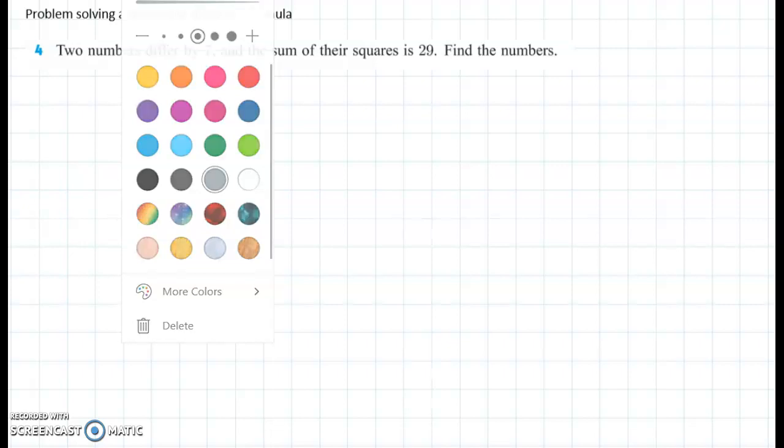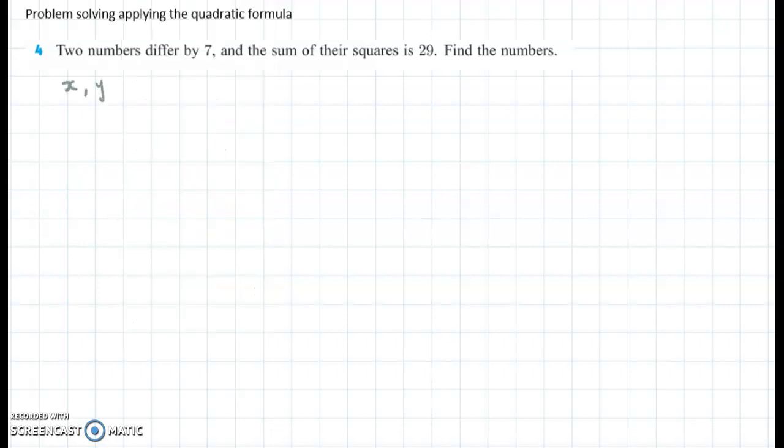So let me call them x and y. And let's see the information we have about x and y. We have that their difference is 7, so two numbers differ by 7, so x minus y is equal to 7. And then the sum of their squares is 29, so x squared plus y squared is equal to 29.